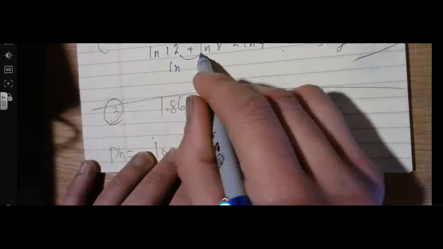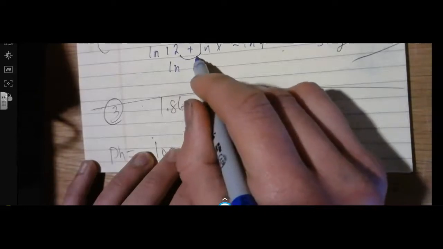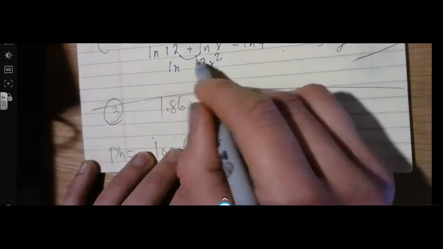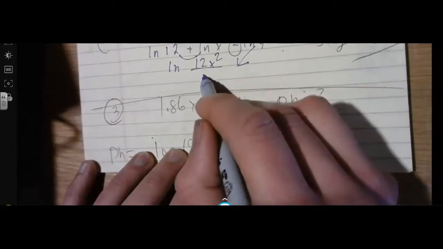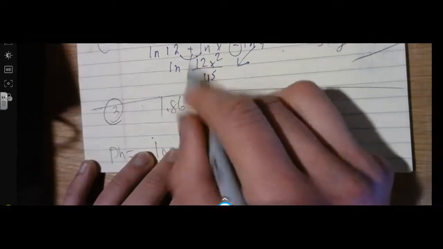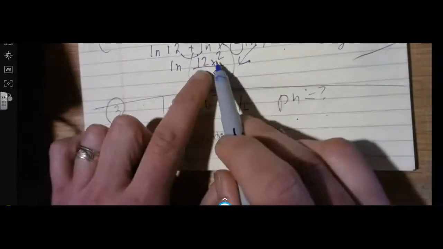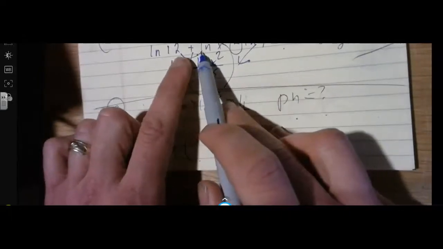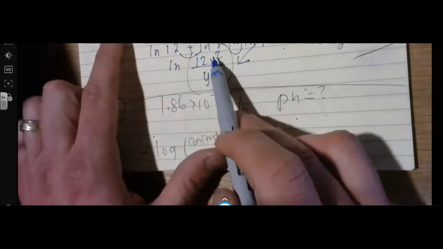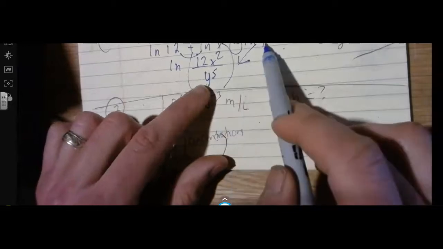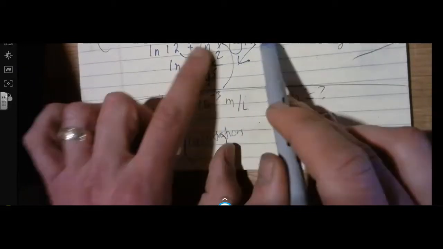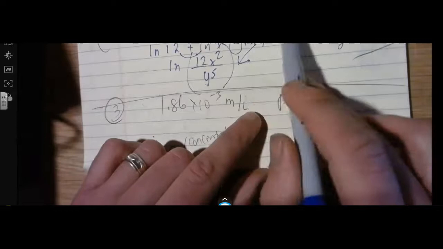So since this is adding, it's going to be multiplying, so it's going to be ln of 12 times x squared, right? And since this part's subtracting, it becomes division down here. So that's going to be y to the 5th. So it's the ln of this entire thing. So the multiplication comes from this addition right here, which we knew from before. And then this is subtraction, so that's going to become division. And we have y to the 5th. So we put it back in this form, back up.